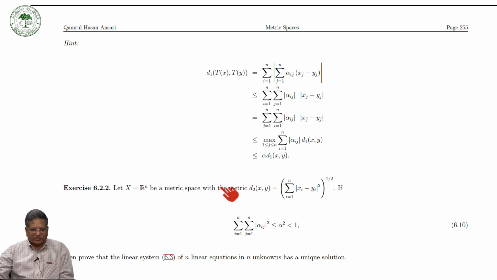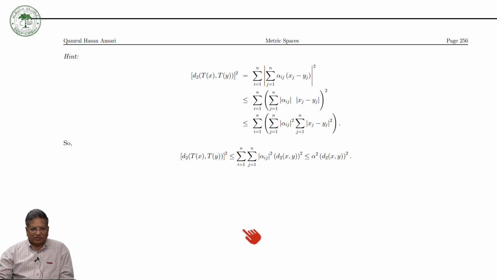Similarly, if you are considering another metric, the usual metric on Rn, then you will have to consider this condition. And again by using the same technique, you can prove that T is a contraction mapping. Again, I am not going to give the detail, it is already given here.